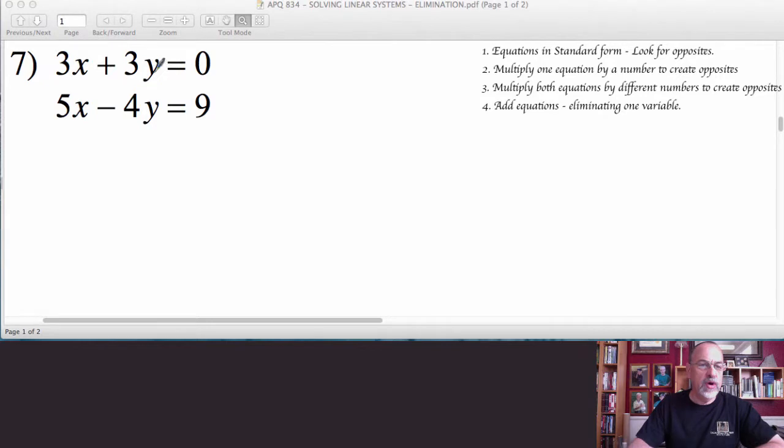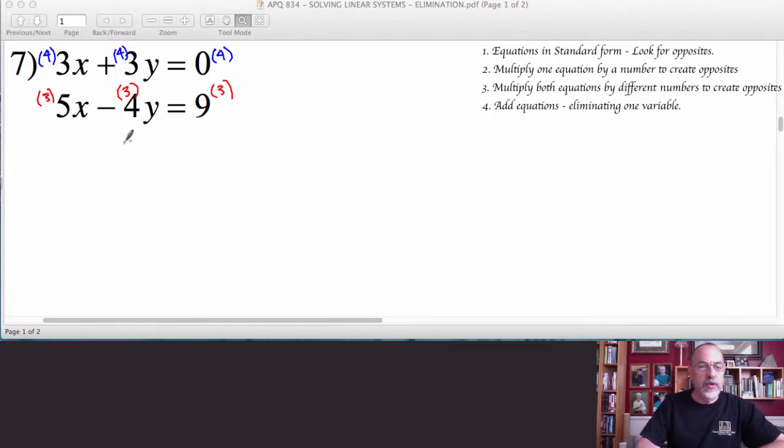Again, we can choose x or y because the signs of the y are already opposite signs. One's positive, one's negative. I'm going to choose to make those opposite. So I'm going to multiply the first equation by the y coefficient of the second one, which is a 4. And again, because the signs are opposites, I don't need to worry about the signs. They're going to end up being opposites anyways when I multiply by the number. And the second equation, I'm going to multiply by the coefficient here of the first one, which is a 3. So multiplying those by the coefficient of the other is going to create opposites for me.